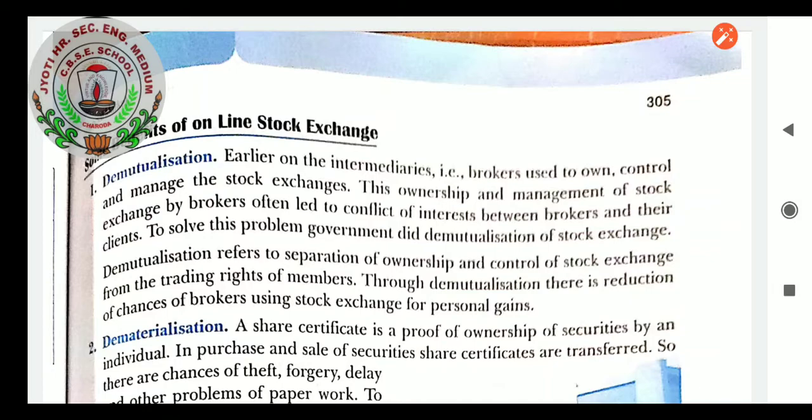When we talk about demutualization, students, earlier the intermediaries, that is brokers, used to own, control and manage the stock exchanges. This ownership and management of stock exchanges by brokers often led to conflict of interest between brokers and their clients. To solve this problem, the government did demutualization of stock exchanges.